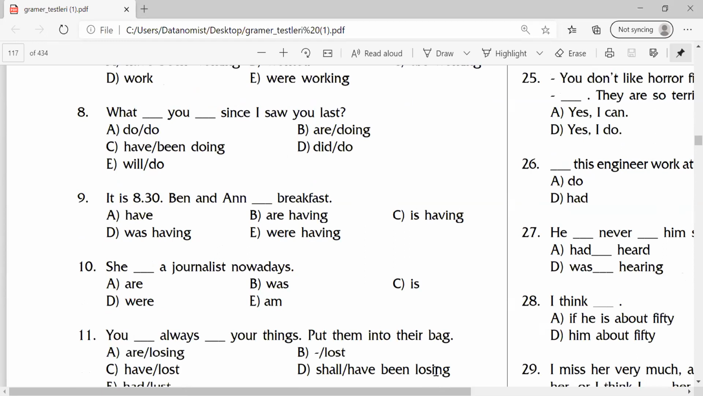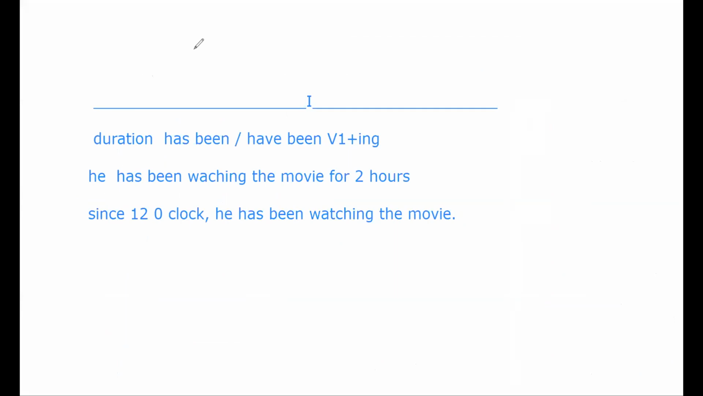Okay. Here, guys, I want to give one little nuance, a little difference. Check it out. I'll give you two sentences. You tell me which one is correct.